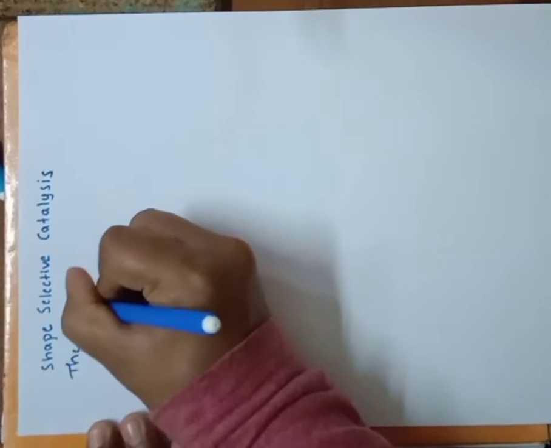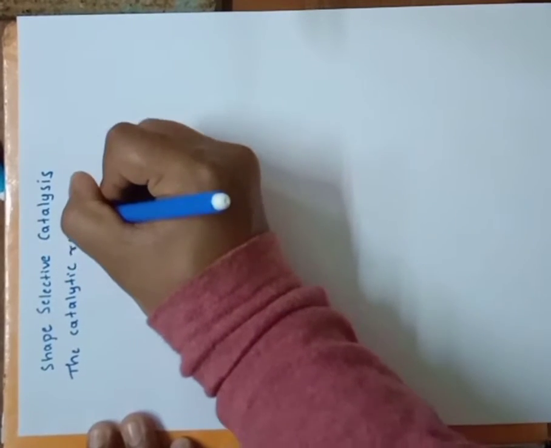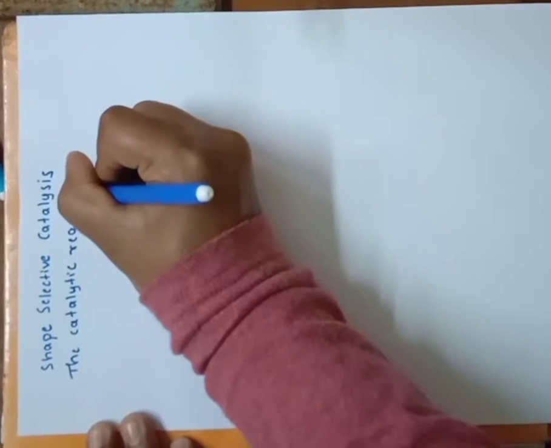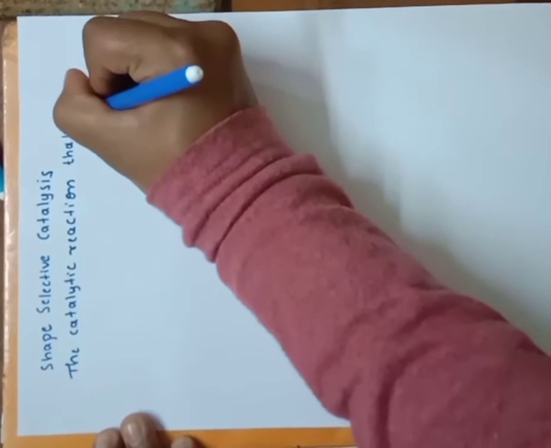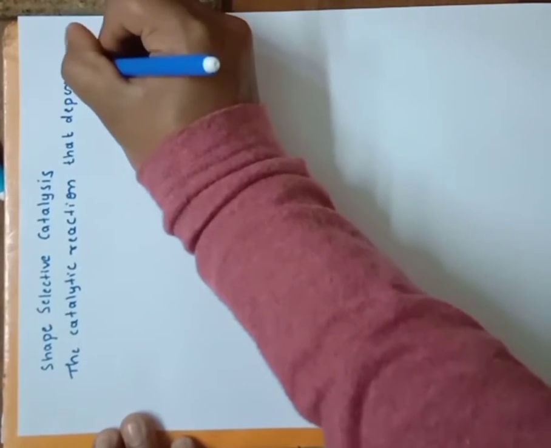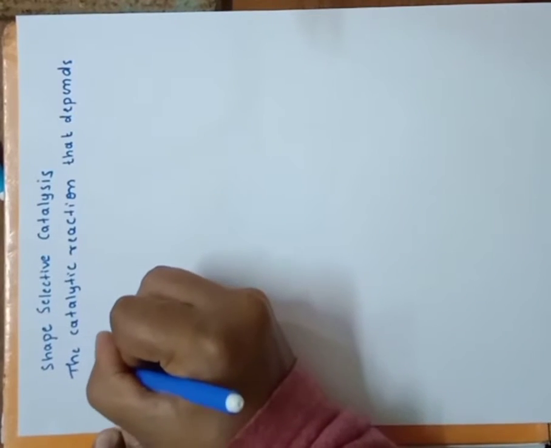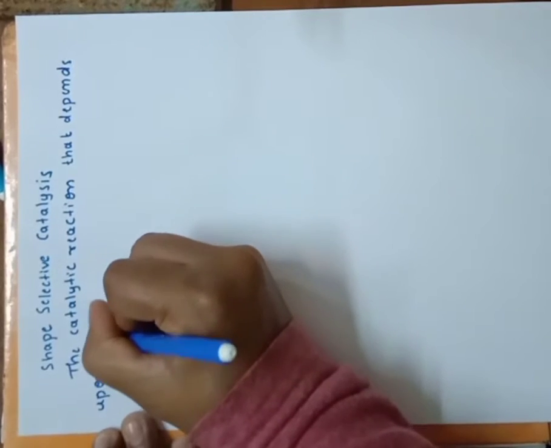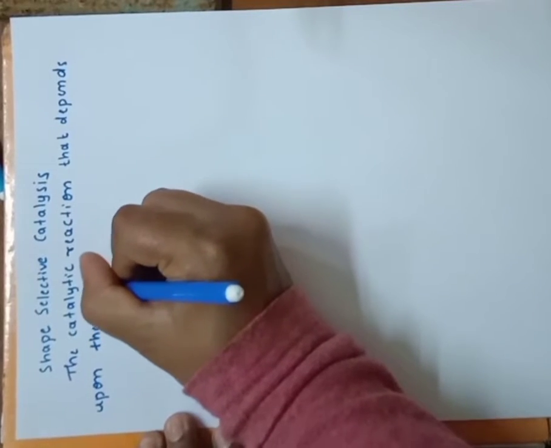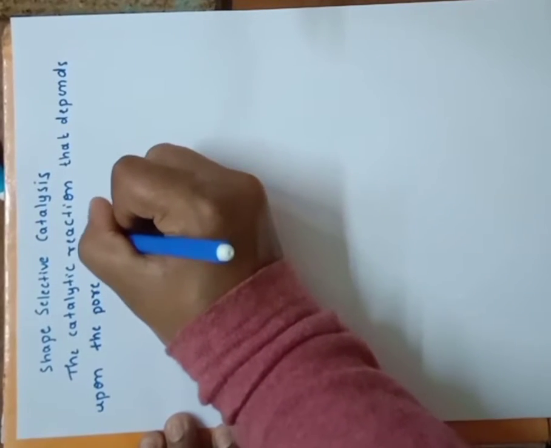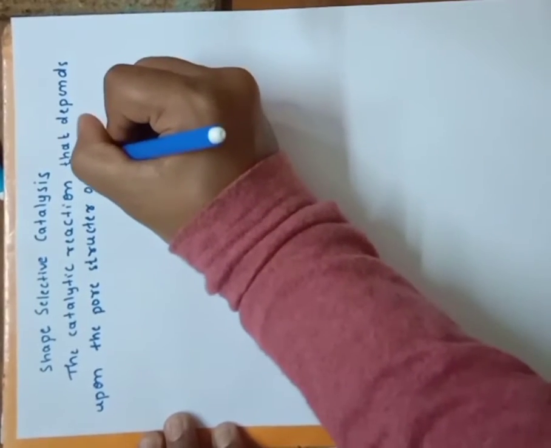The catalytic reaction depends upon the pore structure. Pore means small holes. The pore structure of the catalyst. You already know the meaning of catalyst.